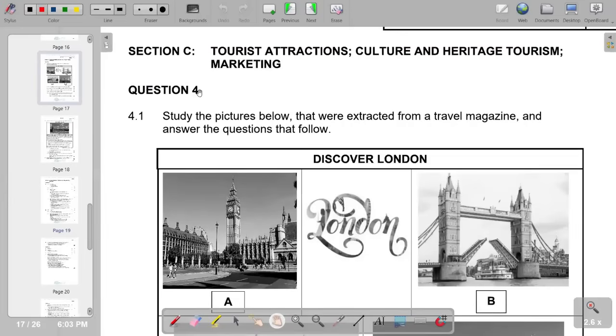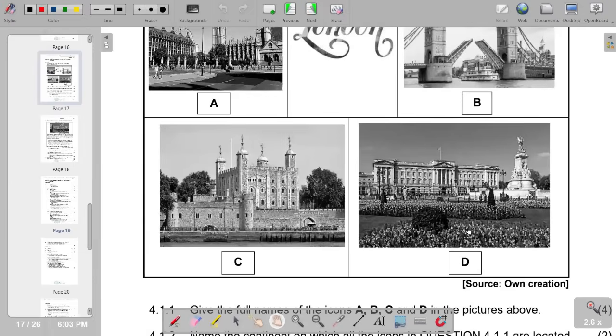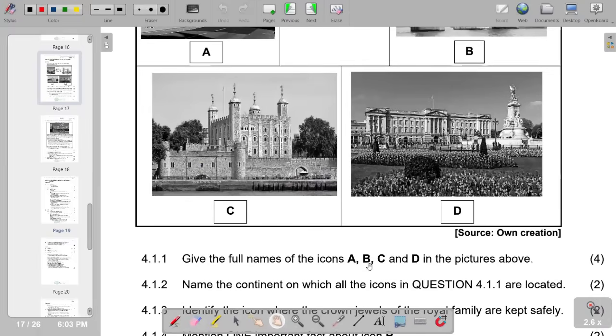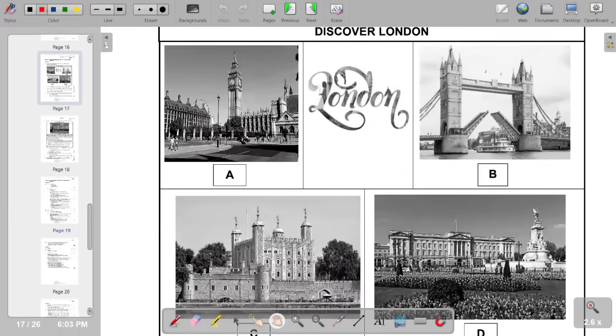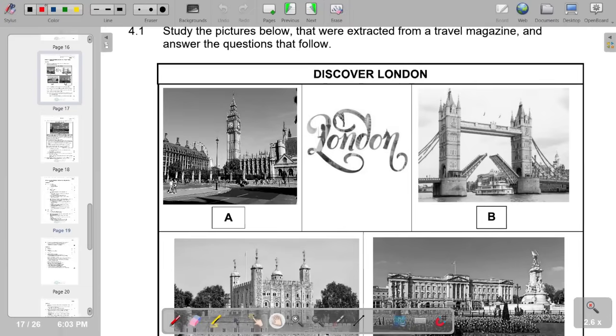Moving on to our Question 4, it reads, study the pictures below that were extracted from a travel magazine and answer the questions that follow. So you are given the pictures that you just need to go through. We have picture A, B, C, and D. So in terms of the first question, it reads, give the full names of the icons A, B, C, and D. Of course, if you go to A, you'd see that this is the Big Ben. So we can just name it the Big Ben.